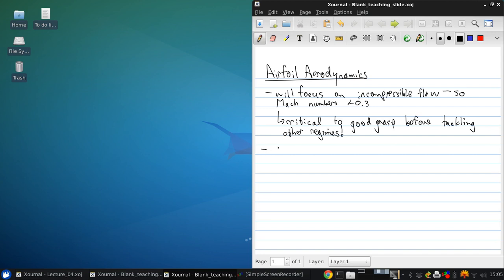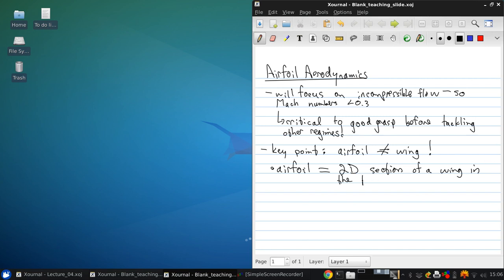Now, a key point that needs to be made clear at the outset is that an airfoil is not the same thing as a wing. Specifically, an airfoil is a 2D section of a wing in the plane of the incoming velocity.